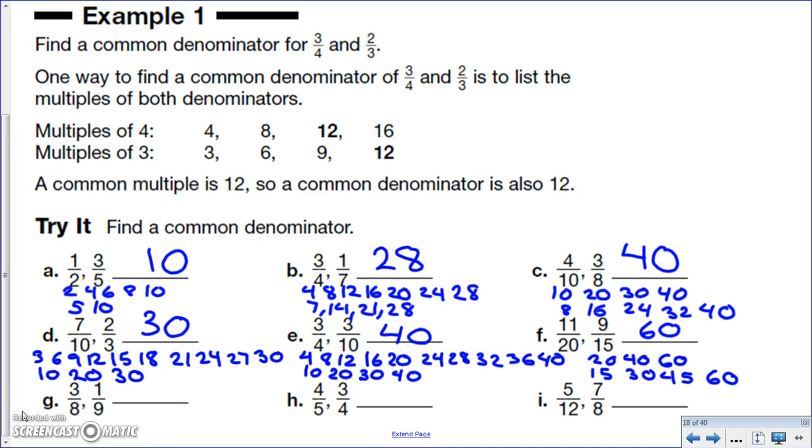For G, we have 3/8 and 1/9. And we get 72 as our common denominator. For H, we have 4/5 and 3/4.